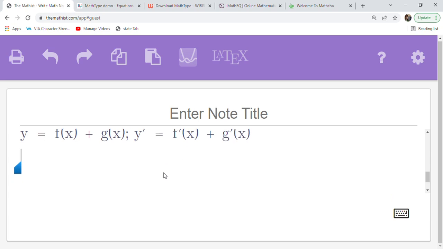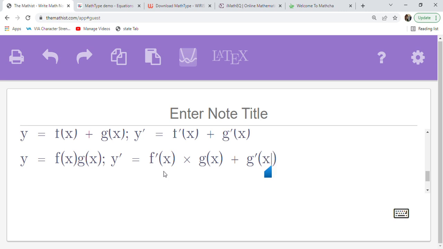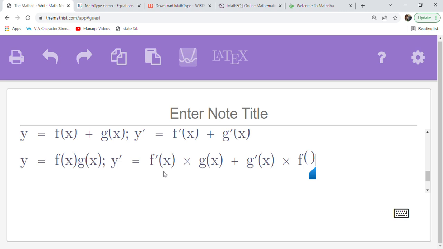So, moving on from that, another one that's essential, that I should mention, is if you have a function y equals f of x times g of x, then y prime equals f prime of x times g of x plus g prime of x times f of x.